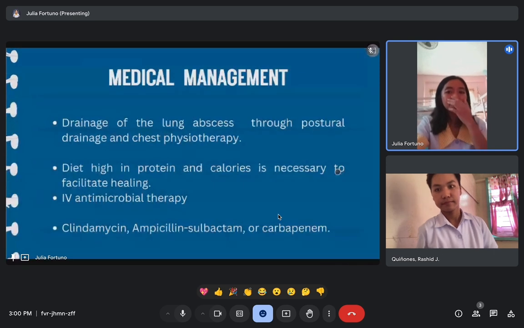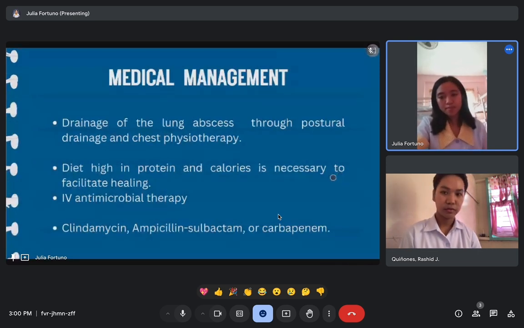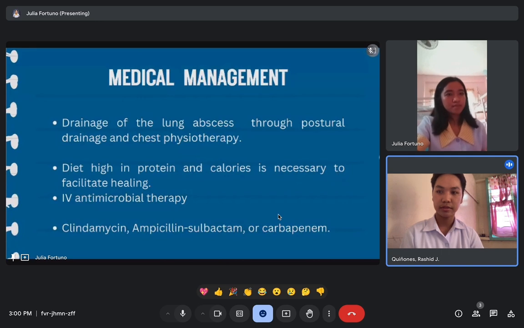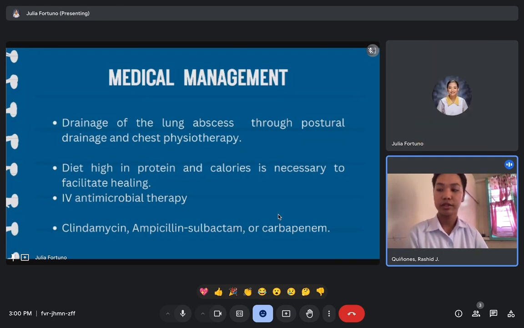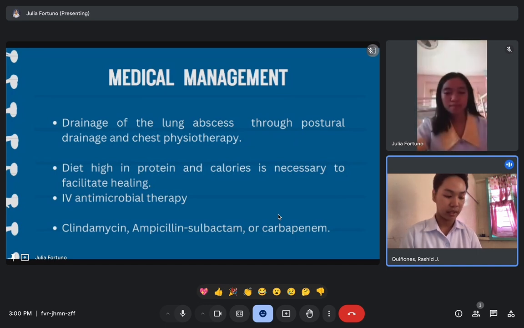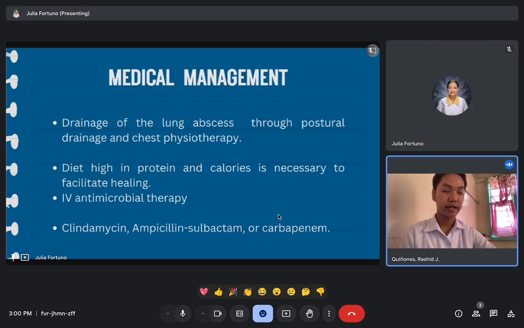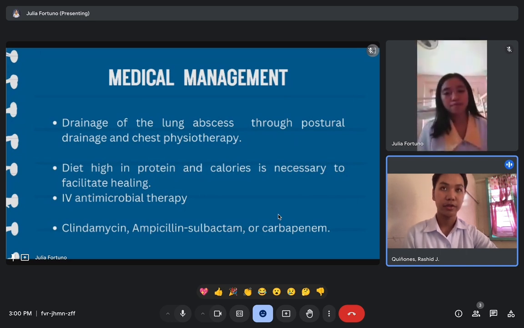Next would be the medical management. So before we proceed to the medical management, I would like to share some information about the prevalence, since we didn't put the prevalence in our report, because the incidence of lung abscess acquired in the community is unknown according to the National Institute of Health. So this lung abscess is likely to occur in elderly men, since they have an increased incidence of periodontal disease.